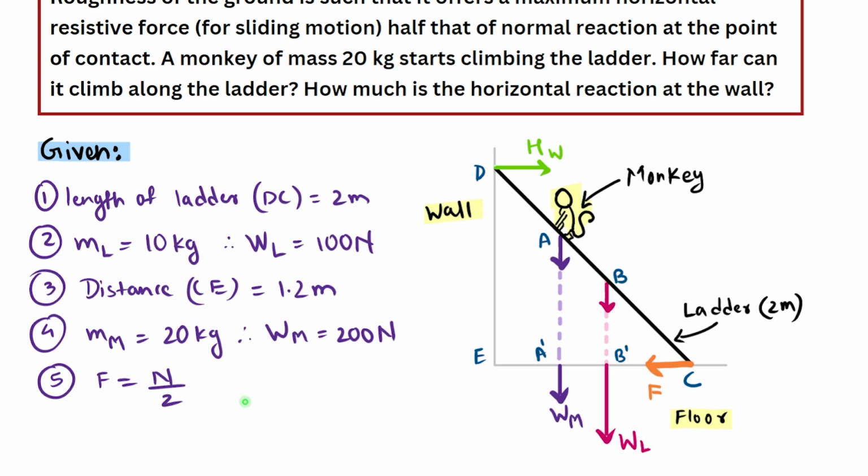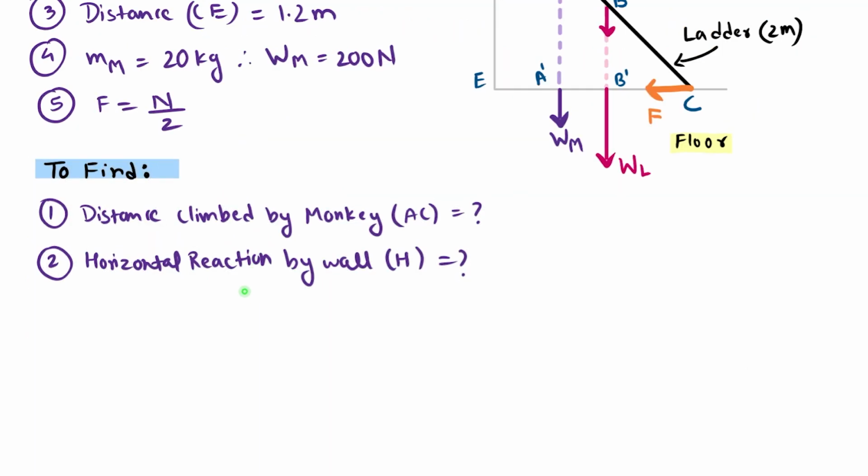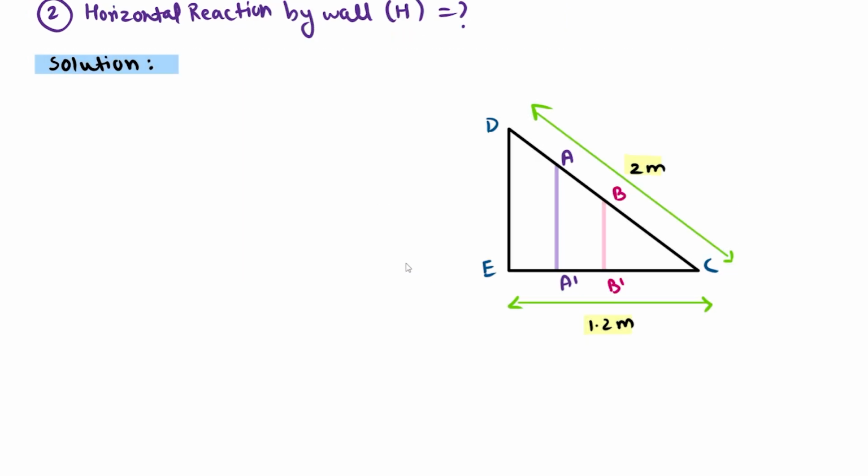Now that we have written all our given data and we have understood the diagram, let us proceed to solve this numerical. So we have to calculate two things: distance AC and force HW. So let's start with the first section of our solution. Before we get into finding out the actual distance, there are certain values which we need to figure out first in order to calculate the desired quantities.